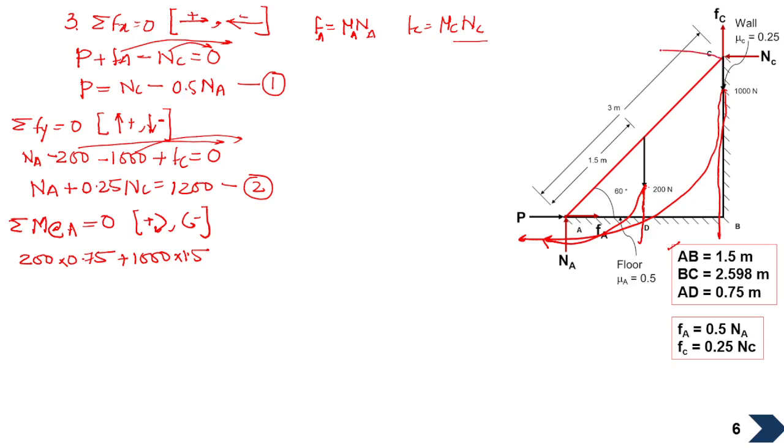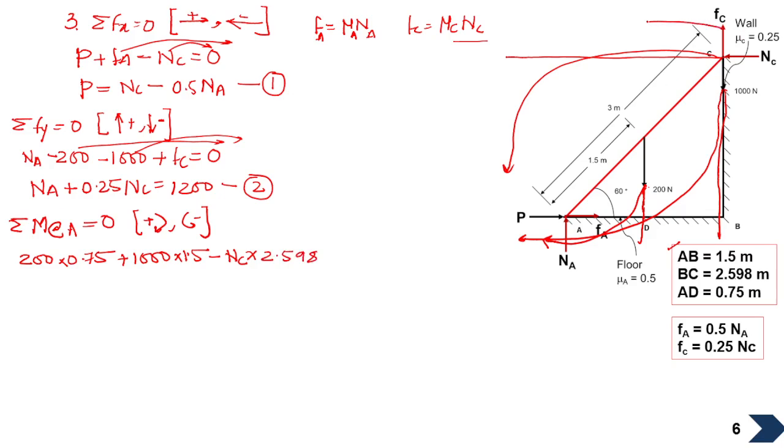Now we'll take this NC. NC will create an anti-clockwise moment at A, and hence this is going to be negative. Please pay attention. NC is acting horizontal, and hence we'll take the vertical distance as the perpendicular distance, which is nothing but BC, and BC is 2.598. We have already calculated this.